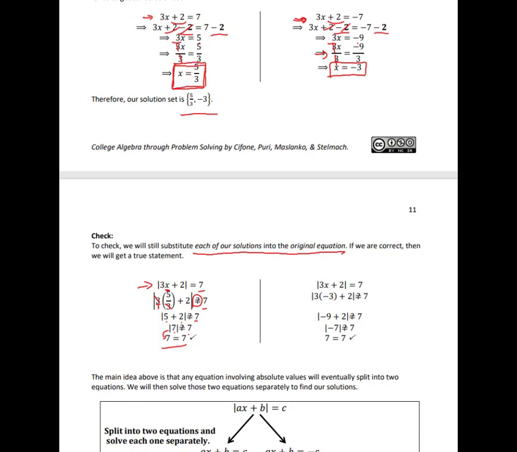Now let's take a look at the other solution, x equals negative 3. Again, we're starting with the original equation. Everywhere we have an x, we replace that x by negative 3. So negative 3 times negative 3 becomes negative 9, plus 2 becomes negative 7. The absolute value of negative 7 is positive 7. And again, the right-hand side is equal to 7. So again, we ended up getting a true statement where 7 is equal to 7. And that means x equals negative 3 is also a correct solution. So we ended up getting 2 solutions.